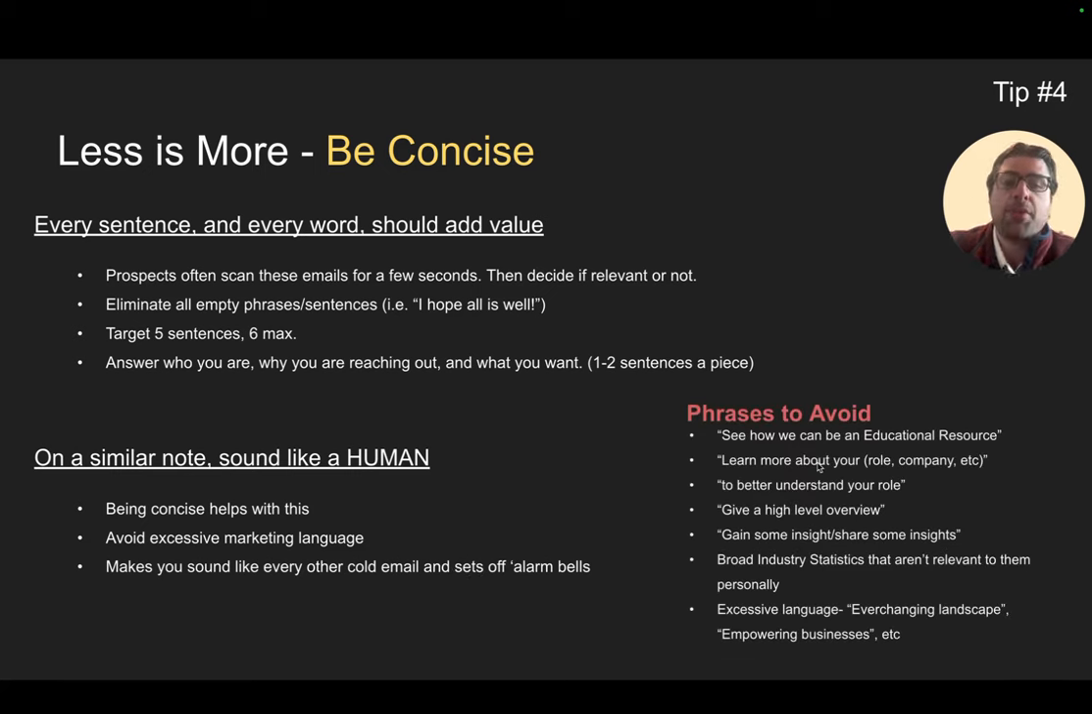So here are some examples of phrases to avoid. They make your emails less concise, and they make you sound like you copied and pasted marketing material and that they're on a sequence. Some of them: see how we can be an educational resource, learn more about your role, give a high-level overview. Sharing broad industry statistics about how you're going to improve their gross margins or increase their revenue when you know nothing about their business and it's just a cold email. They're just generally not believable.